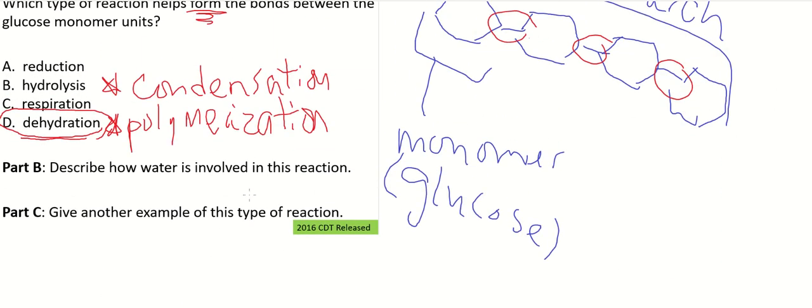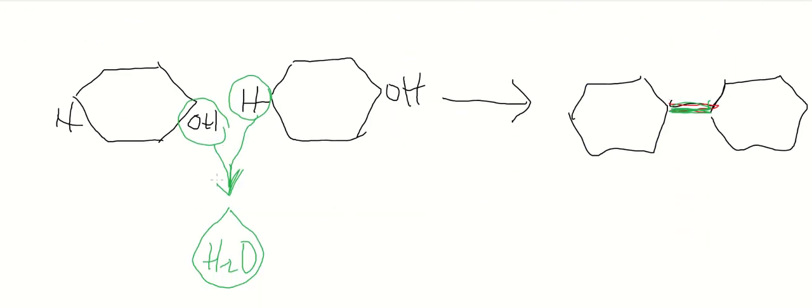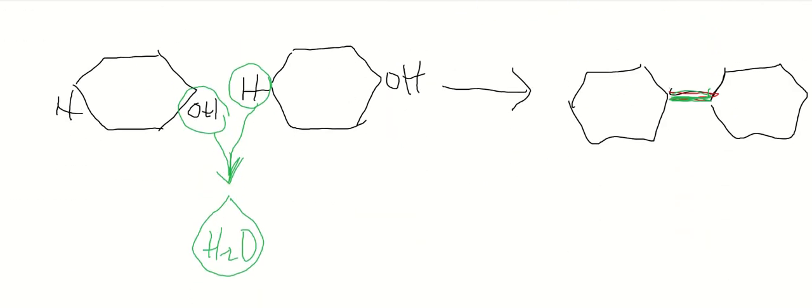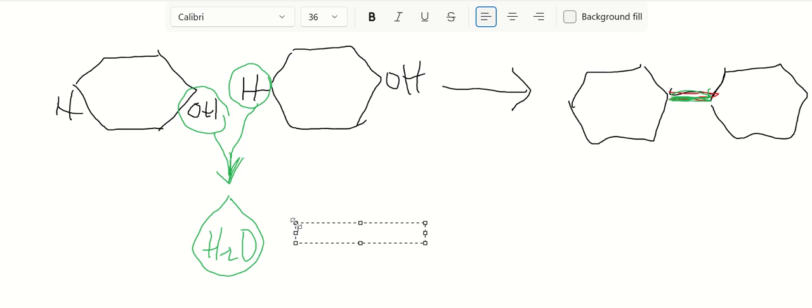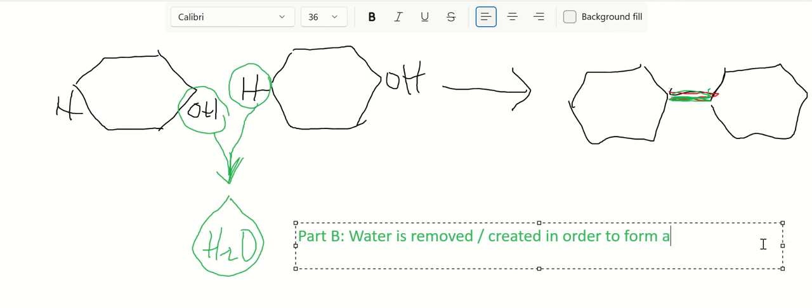All right, so that's part B. How is water involved? So the answer is water is removed. So let's add that. Part B. Or you can say water is created in order to form the bond. Okay, so there's part B.